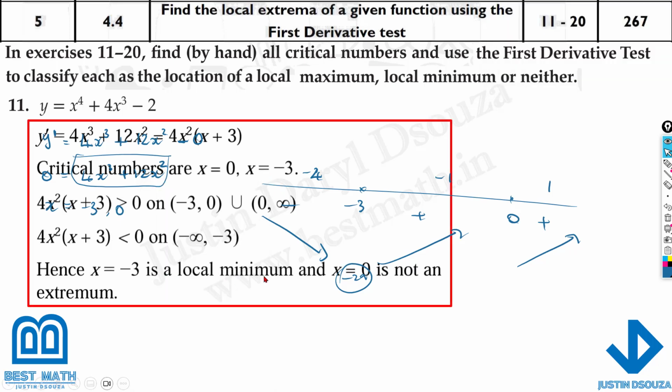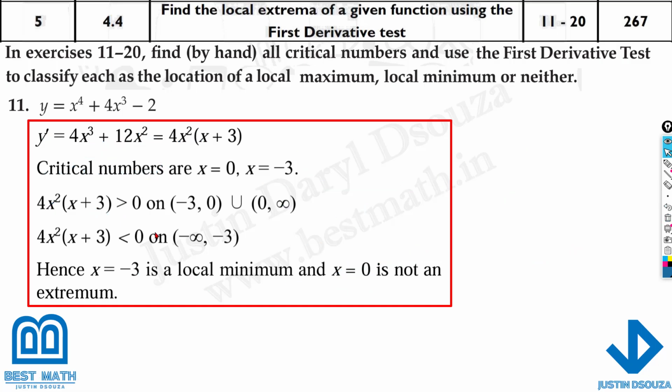So this is correct. Local minimum at x is equal to -3. The value was 29 of that. Since this is the electronic part, you can use your calculator. If you want only the critical numbers, then we have seen in question 1 how you can do it directly by the derivatives at these values.